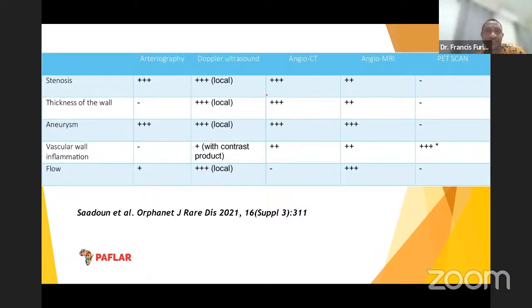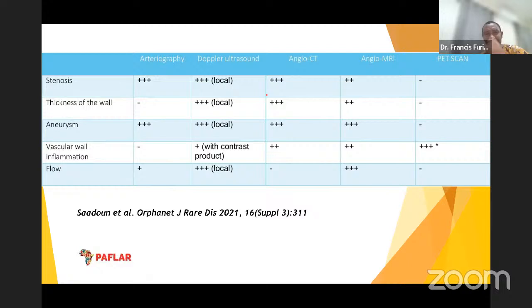And you can see that stenosis can easily be picked up by arteriography, Doppler, angio, and angio MRI as well. If you're looking for vascular wall inflammation, then your Doppler ultrasound can show a bit of that, and your CT scan can also show that. But PET scan is the best if you're looking at that. And if you really want to pick the flow, then it's your Doppler ultrasound as well as angio MRI. So this is just showing how useful this imaging can be when you are confronted with these children.